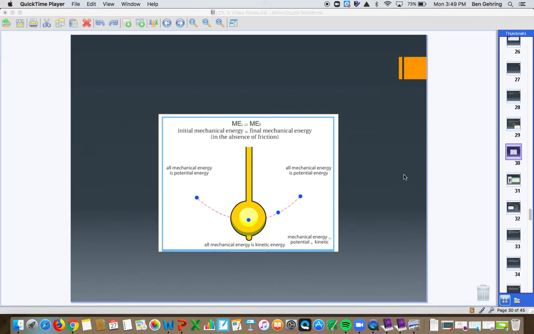In this case, if we have a pendulum going back and forth, at the top you're going to have all potential energy because it's not moving. When you get to the bottom, there's no potential anymore because it's as low as it's going to go. So all of this is going to be kinetic. At this point, you're going to have all potential, and then here is going to be somewhere a little bit of both, which we're going to practice with today.